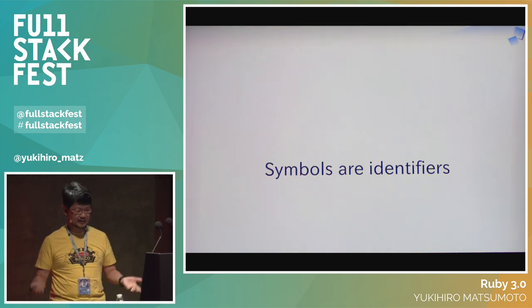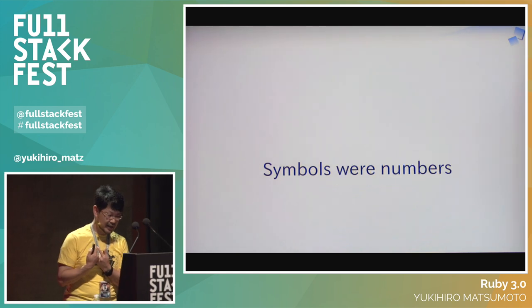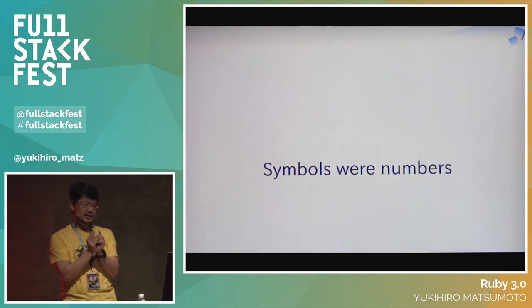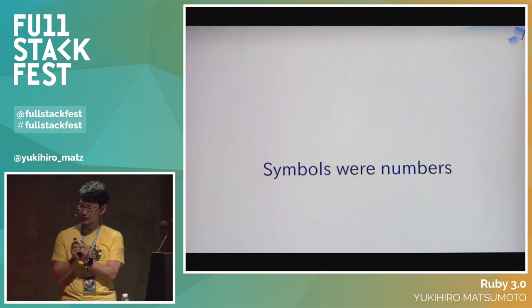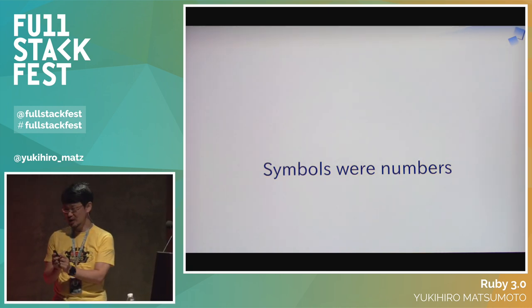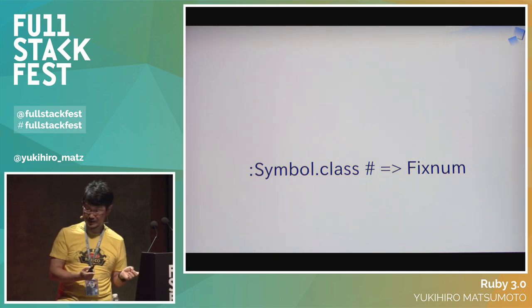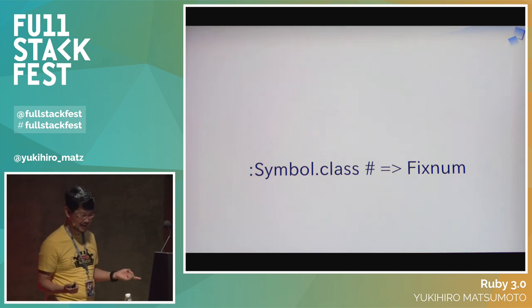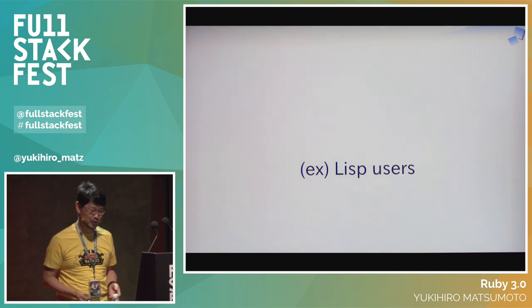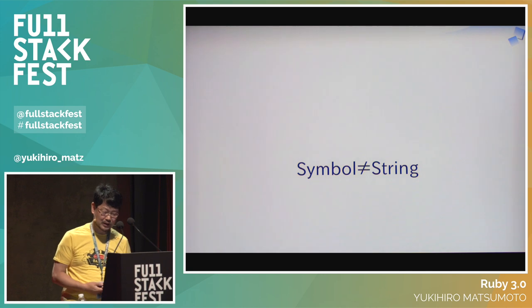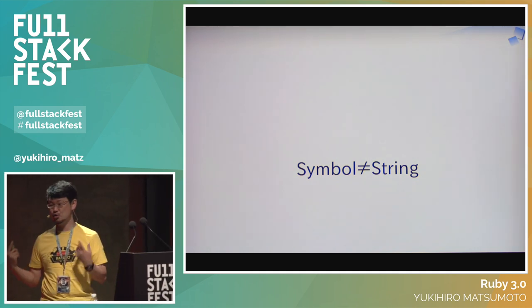And symbols are identifiers. Symbols have identification numbers inside as an implementation. In fact, in the very, very early stage of Ruby development, symbols were numbers. The symbol literals were a different notation of the Fixnums. Back then, symbol.class returned Fixnum. So it used to be Fixnums. But Lisp is minor, I admit. There are so few Lisp or XLisp users. So for those of us with Lisp influence, symbols are naturally not strings.